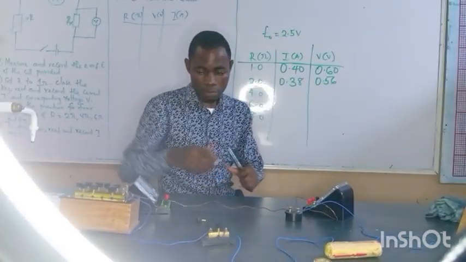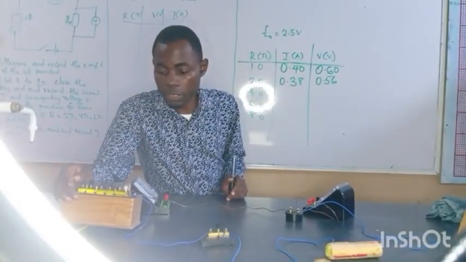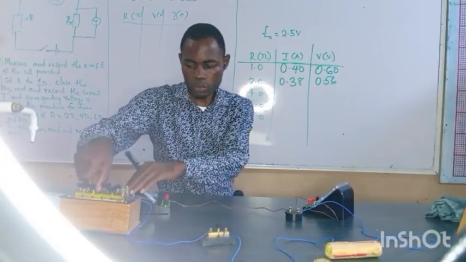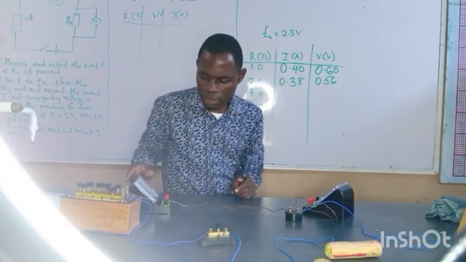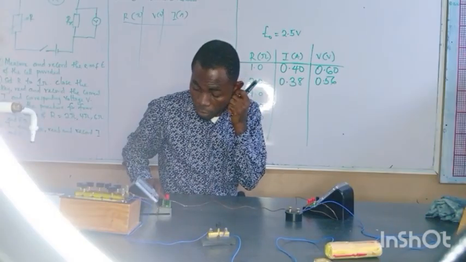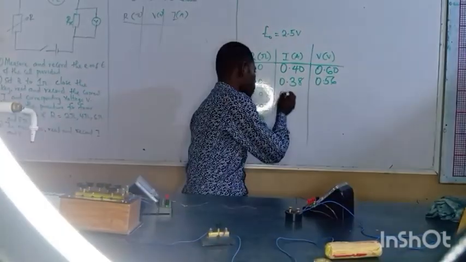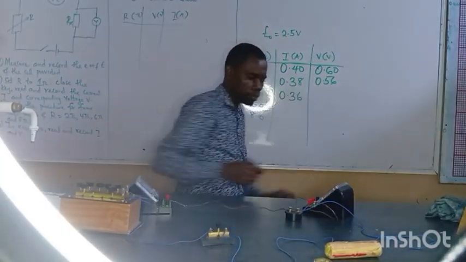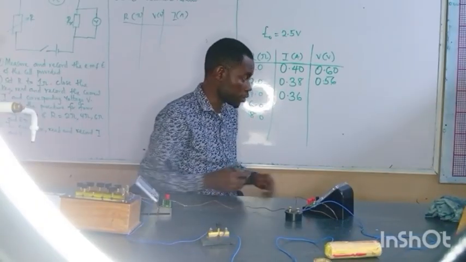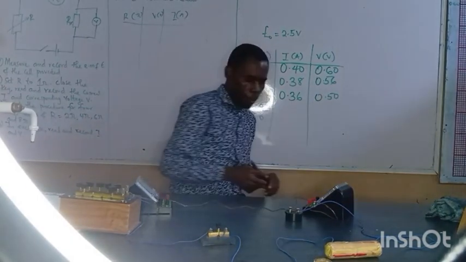Alright, because of time, let me make it fast. I'm going to 4. Unfortunately, there is no 4 here, so I'll pick up 2, 2. So now I have 4. What is it reading? When I pick up 2, 2, I pick up 4. 4 is giving me 0.36, and my voltmeter is giving me 0.50.